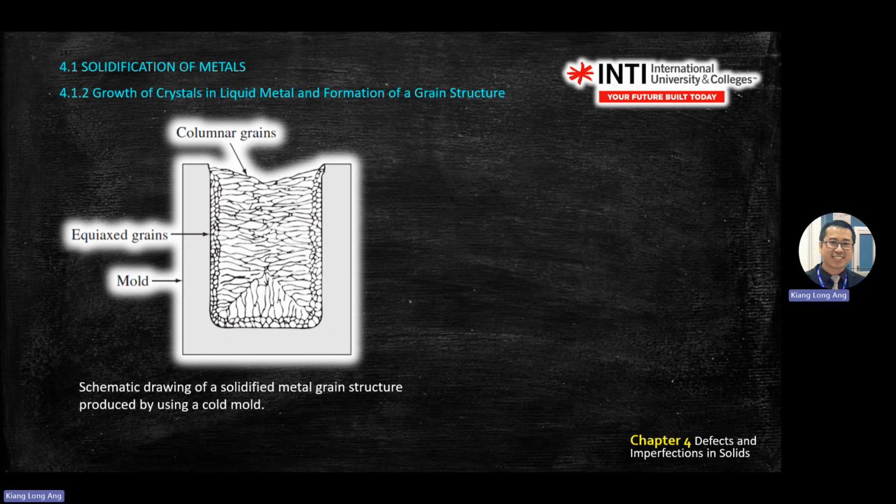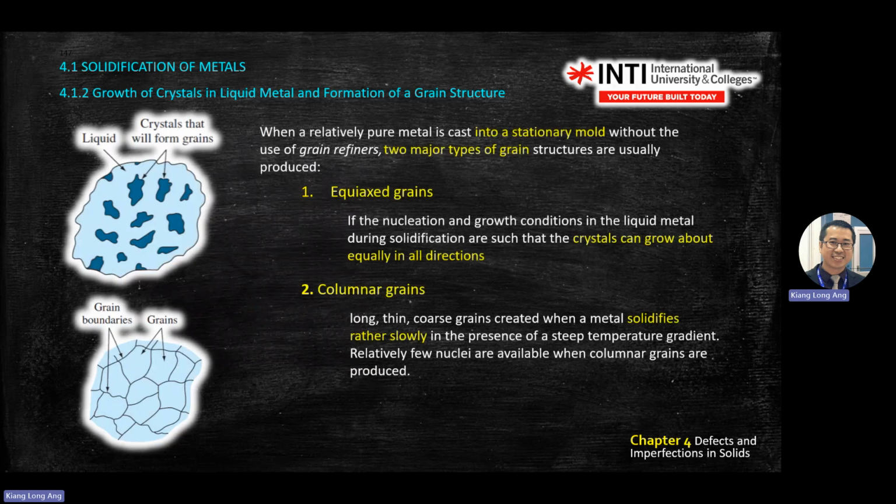Normally when you do casting and you break the metal, you see the wall will be this one, and then the inner will have long grain. Okay, it's called columnar grain and equiaxed grain. There are two types because of the temperature. Okay, the columnar grain is because of the steep temperature gradient between inside and outside.